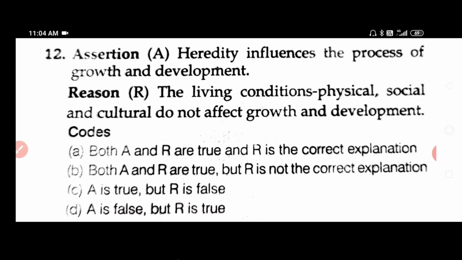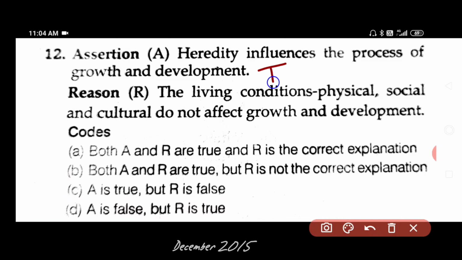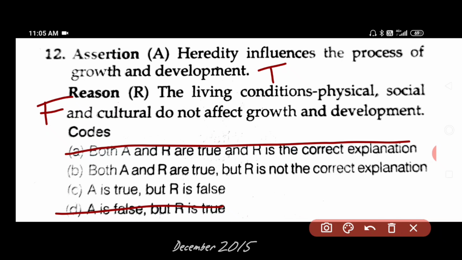Okay, so we have an assertion and reason question. Heredity influences the process of growth and development. Yes, this is very much true. So option D will be out. The living conditions, physical, social and cultural, do not affect growth and development. This is very much false. Because as we have learned previously, growth and development are both a product of heredity and environment. So A will be out because it says R is true. B will also be out because it says R is true. So obviously our correct answer will be C. A is true and R is false.